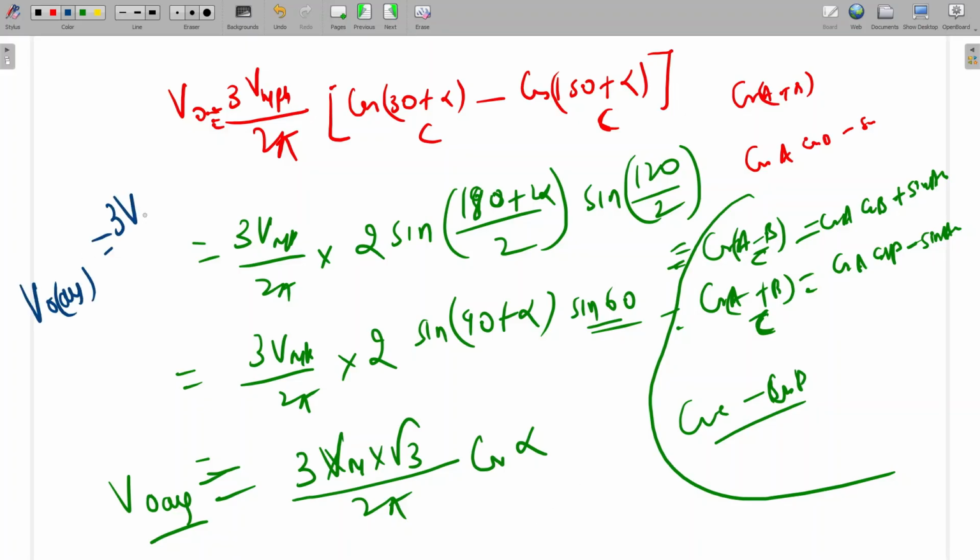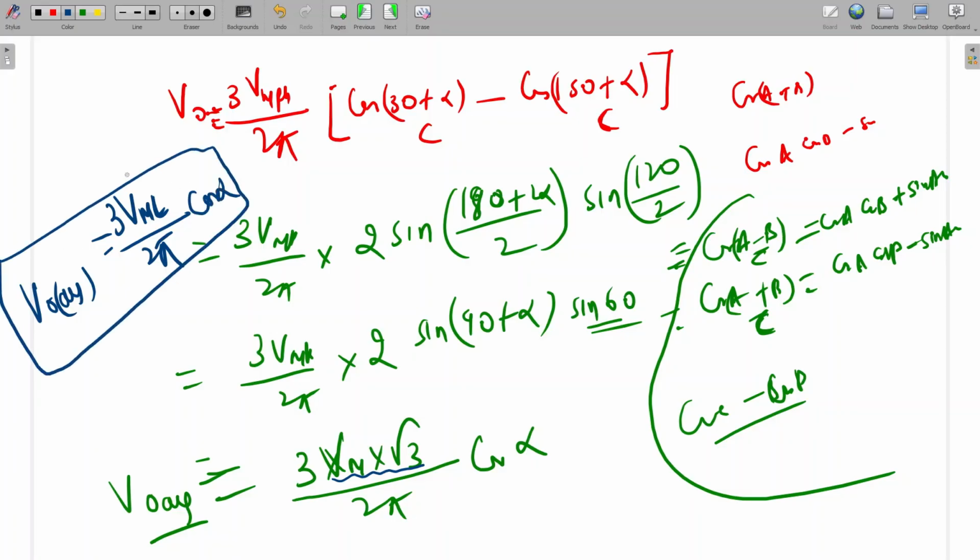3 VML by 2 pi. So see, root 3 times Vm phase, what will it be? Vm line to line. So 3 VML upon 2 pi cos alpha. This will be the formula. So here VML means maximum line to line.